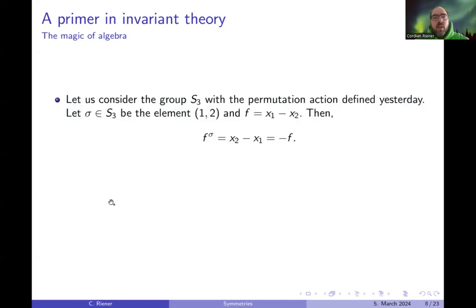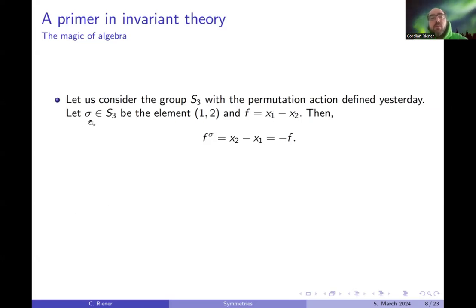Okay, very good. Let's just look again at one simple example. So I now look at the symmetric group on 3 letters. We have yesterday seen this is just a group that permutes a set with 3 elements, and it has a permutation action. So it permutes the 3 coordinates in a 3-dimensional vector space, C3. And so I can just imagine that this flips the coordinates of my polynomials.